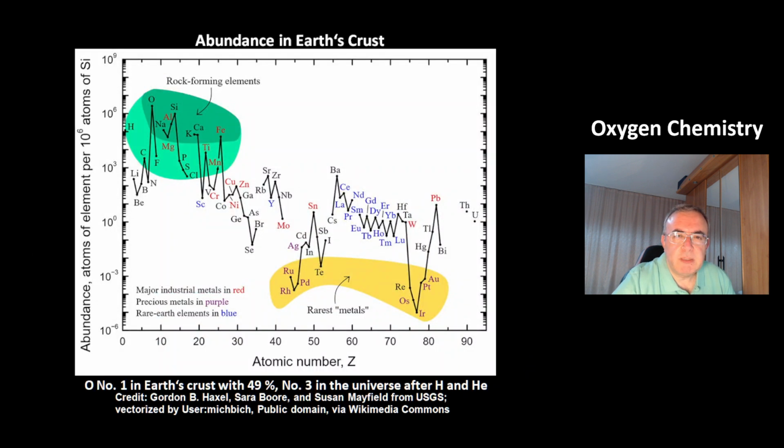This is a picture of the abundance of the chemical elements in Earth's crust. Oxygen is at number 1, most abundant, with about 49% of the Earth's crust. And in the universe, oxygen is number 3 in abundance, after hydrogen and helium.